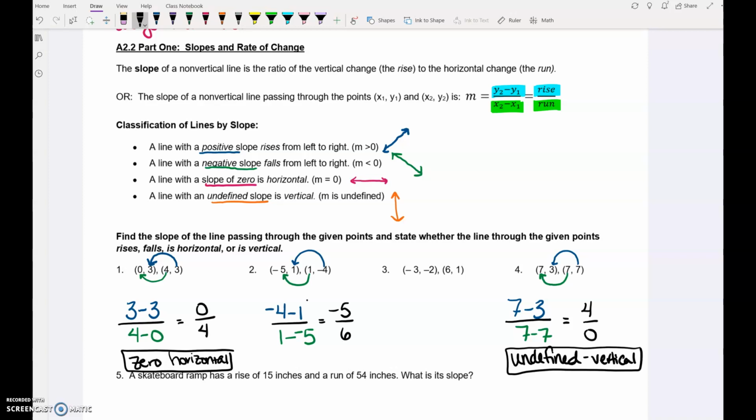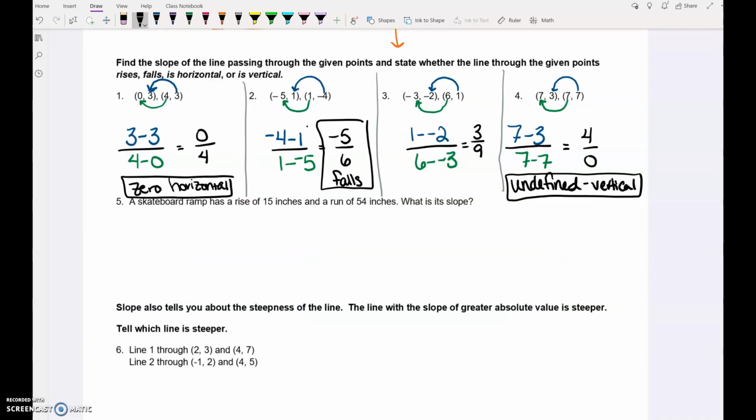That is a negative slope, so this line falls. Try number 3 on your own. 3 over 9 reduces to 1/3. That is a positive slope, so that line rises.